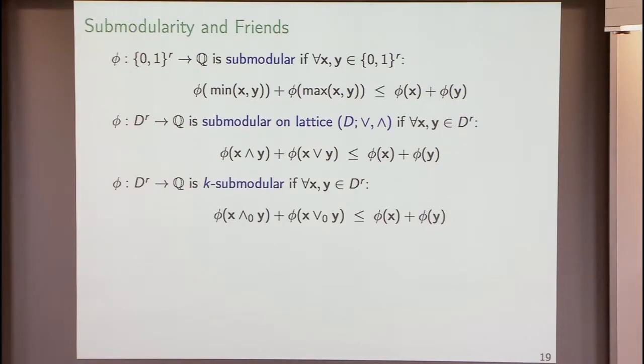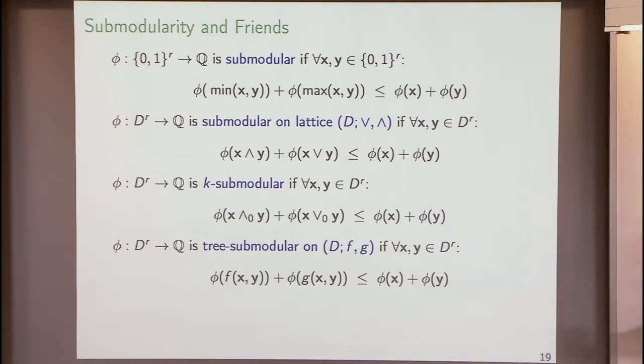There's this concept of k-submodularity, where the underlying structure is not a lattice, but it's a tree, and the two operations are called here, actually it's a star. It's a special case of a tree. Again, some binary operations, meet and join like. There's this other notion of tree submodularity, where the underlying structure is a tree, and you define appropriate meet and join.